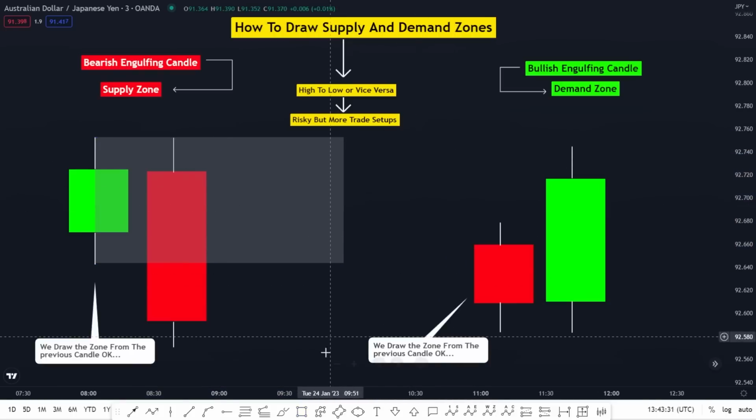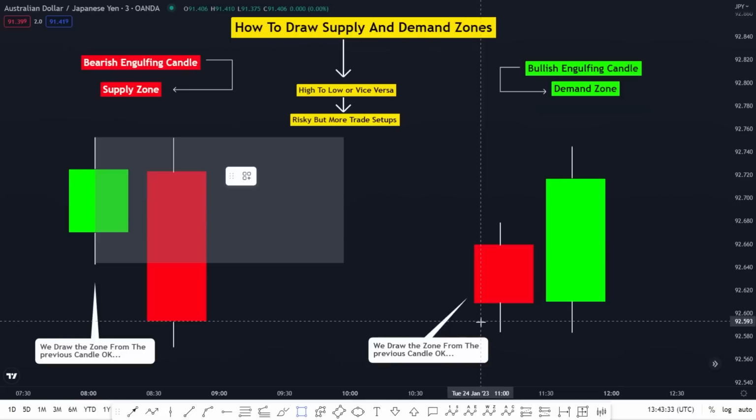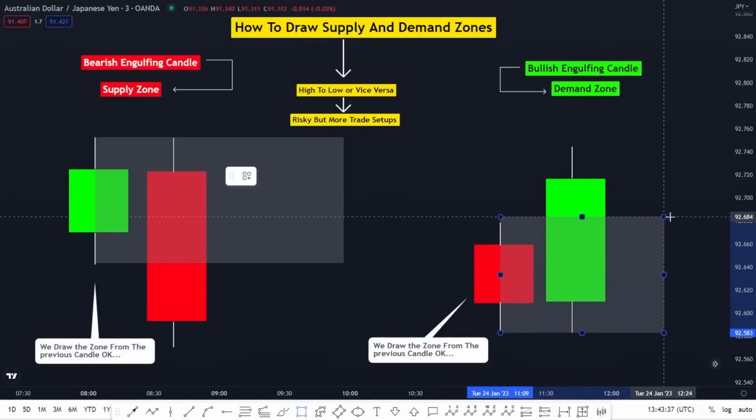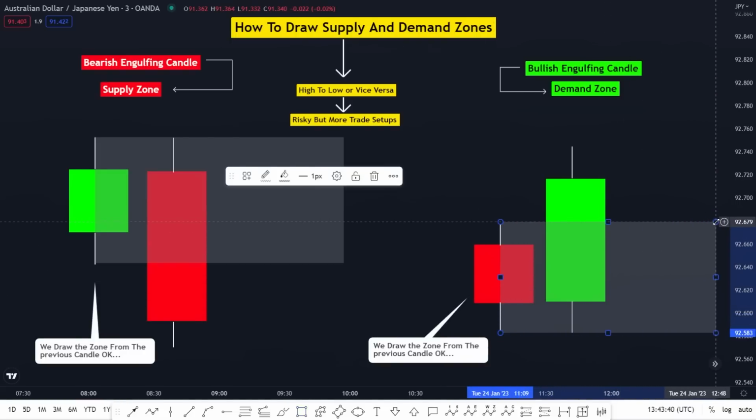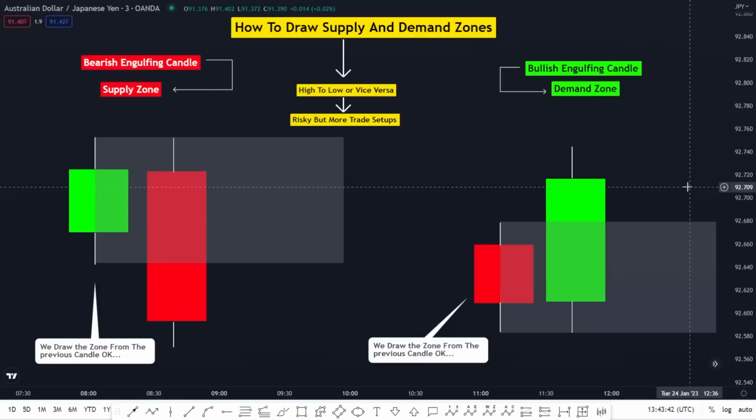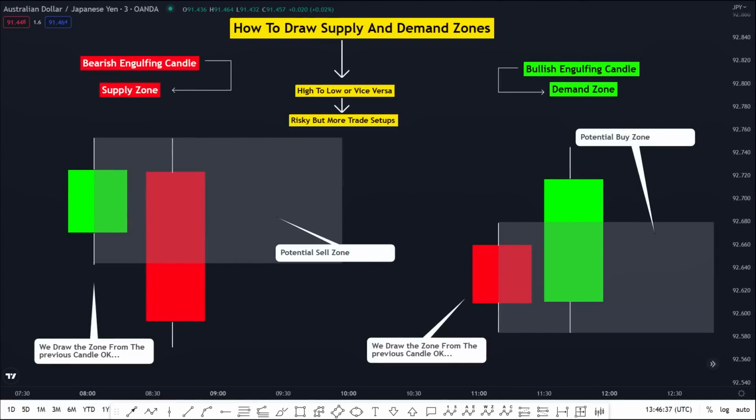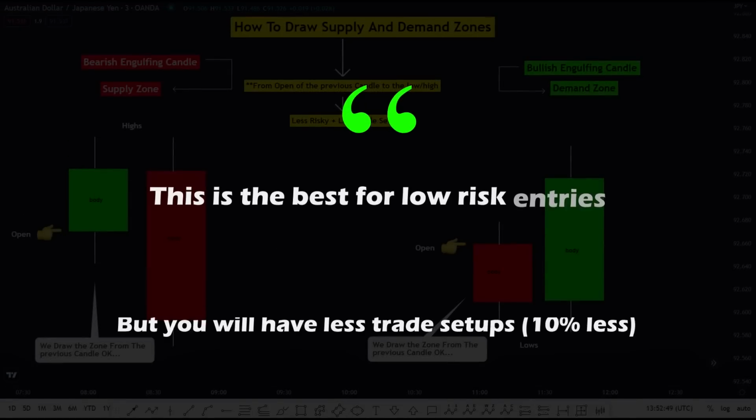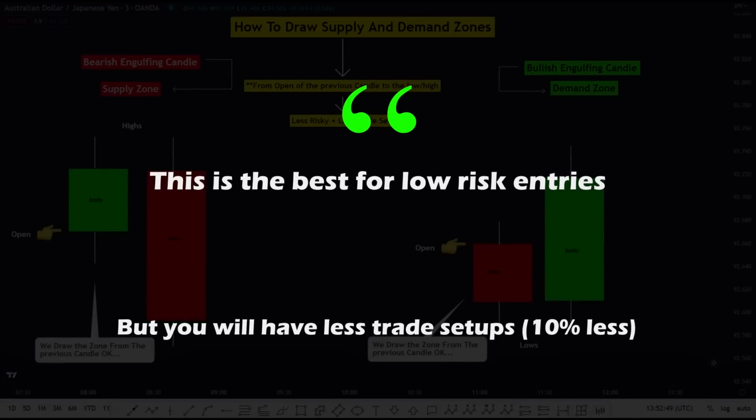And then on the demand zone, we will do the same thing by drawing the zone on the previous candle of the bullish engulfing pattern. Throughout the video I will show you a powerful pattern for choosing the right supply and demand zone. After drawing the supply zone, the zone becomes a potential sell area. And on the demand zone, it becomes our potential buy zone, but we will deal with that throughout the video.